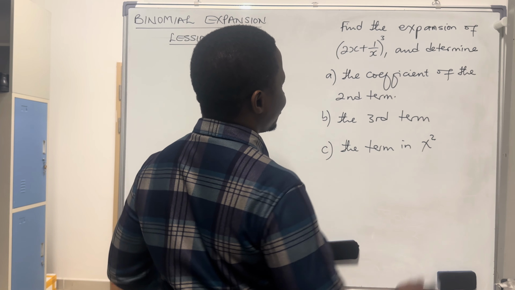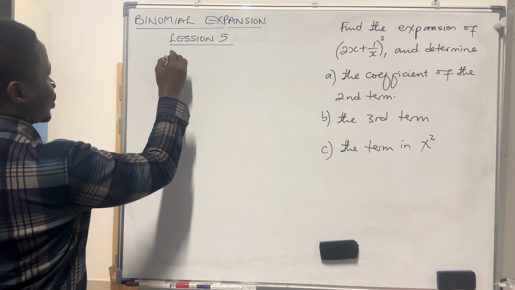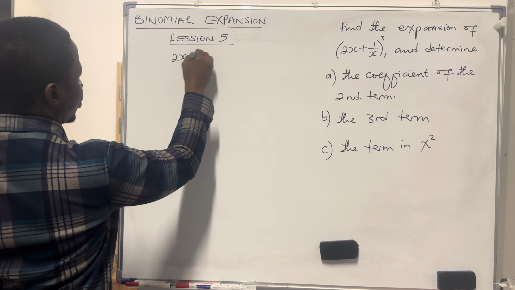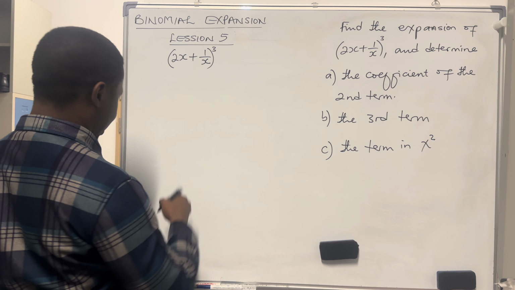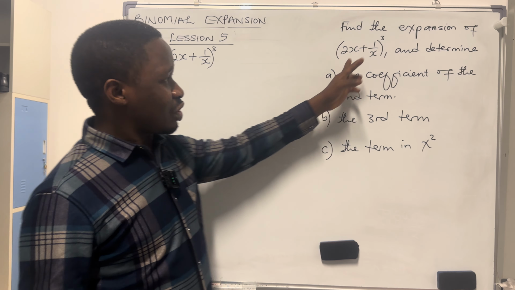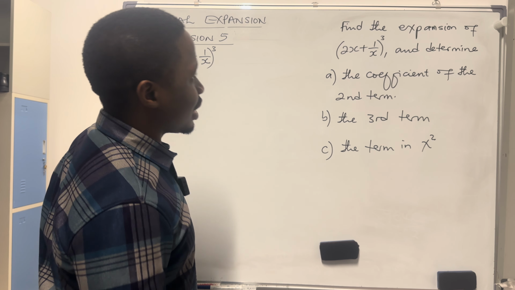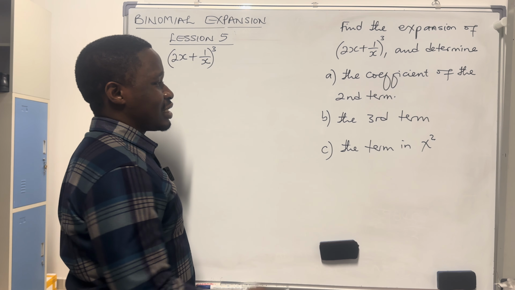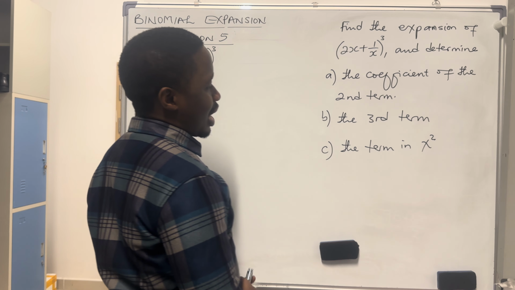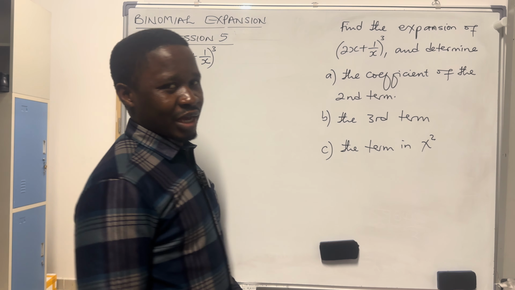This question says find the expansion of (2x + 1/x)^3 and determine the coefficient of the second term, determine the third term, and determine the term in x squared.